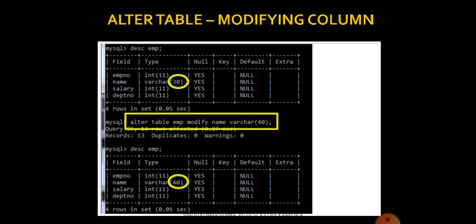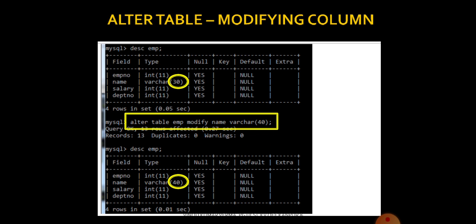modifying a column. We can modify the column definitions such as data type, size and constraint of a particular column. In this particular example, I had changed the size of a column from 30 to 40. Look at the query given. Alter table employee, modify is the clause, name, that is the column name, varchar 40.